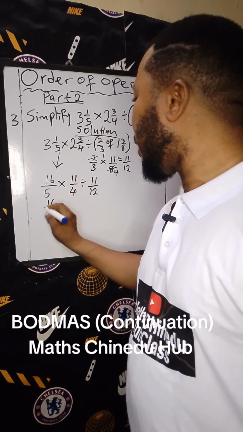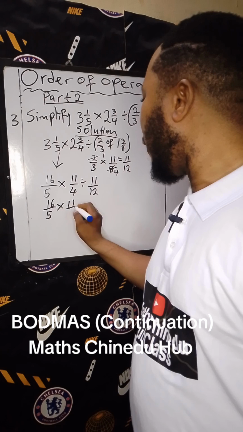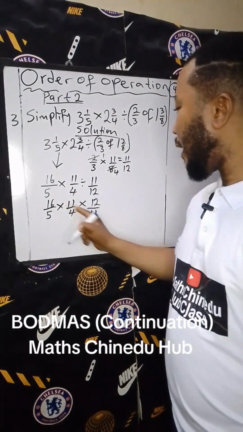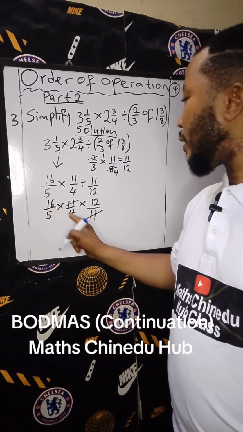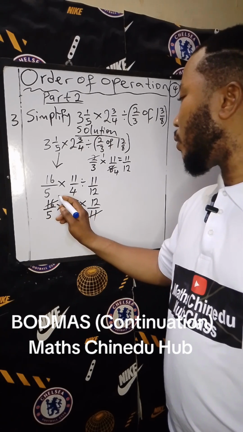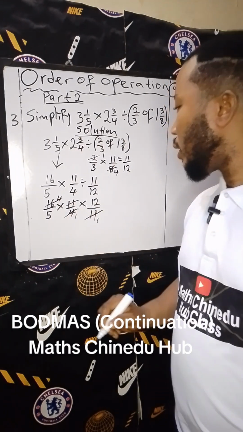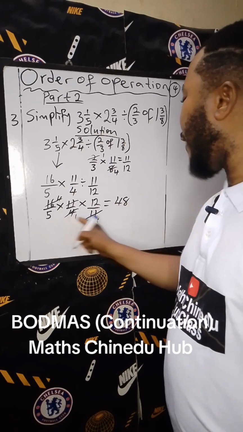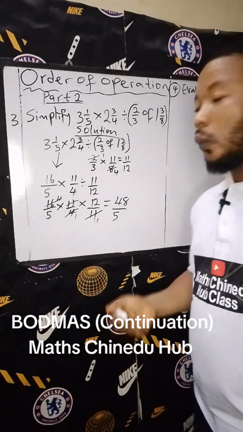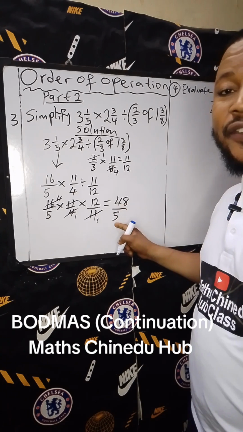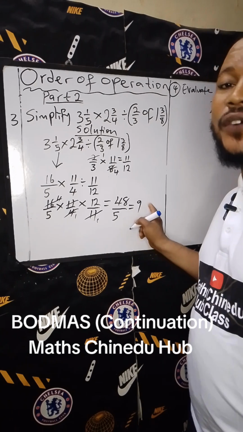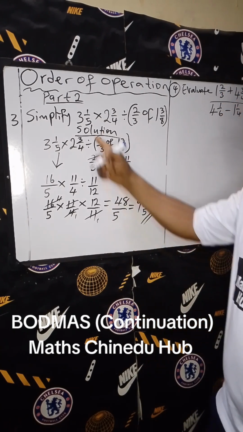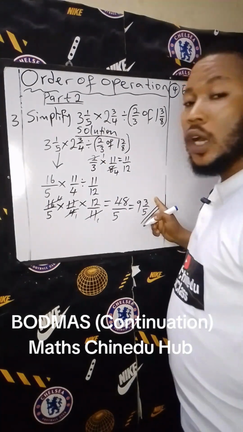So we are now having 16 all over 5 times 11 all over 4 times, I told you this will go up now, 12 all over 11. You can see 11 is here, so 11 can take care of itself. 4 and 16. 16 divided by 4, which is what? 4. And 4 divided by itself, of course, is 1. Okay? That's all. So 4 times 12, we are having 48. And 5 times 1 is 5. This is improper fraction. We can change this to mixed fraction, which is 48 divided by 5. That will give us 9 times 5, and 9 times 5 is 45. We are left with 3 here. That means 3 all over 5. So the answer to question 1 is 9 whole number 3 all over 5.